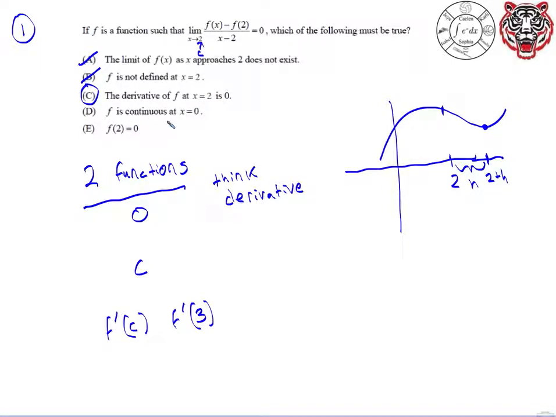F is continuous at x equals 0. So this one, we don't know what happens at x equals 0. We know what happens at x equals 2. It's definitely continuous at x equals 2, but we don't know anything about x equals 0. We don't know, so it might be true, it might not be true. We're looking for a must be, though.